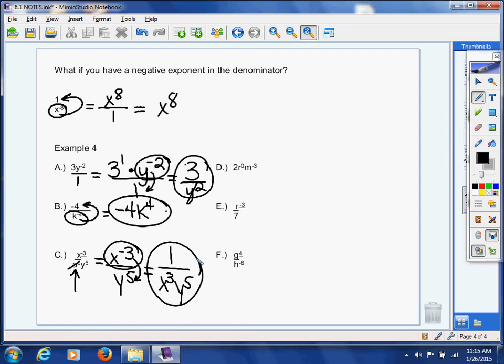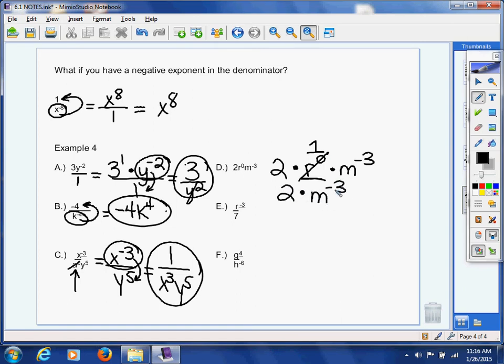All right, let's look at letter D. I'm going to spread this out a little bit. This says 2 times r to the 0 times n to the negative 3, okay? Well, I hope right away you can see what you can do with that r to the 0, because let's review the rule. I'm going to beat this dead horse again. Anything to the 0 power is, you're right, 1, okay? Now you've got 2 times 1, which is 2, times n to the negative 3.